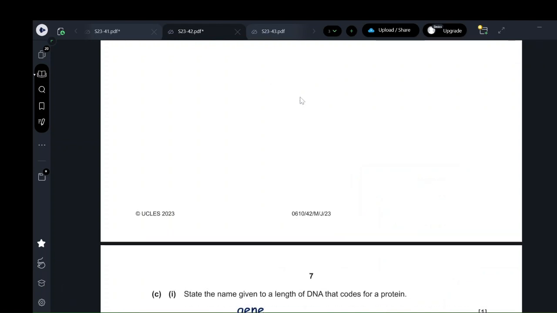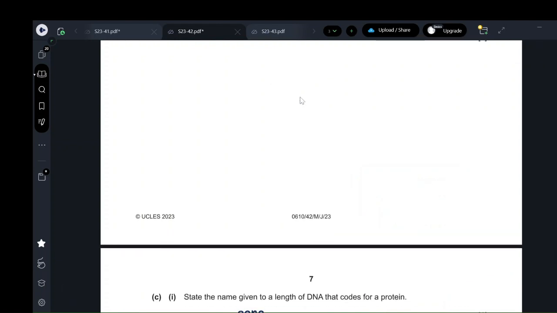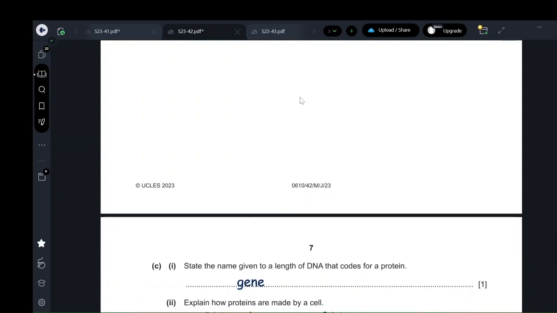State the name given to a length of DNA that codes for a protein. Length of DNA that codes for a protein is the gene.